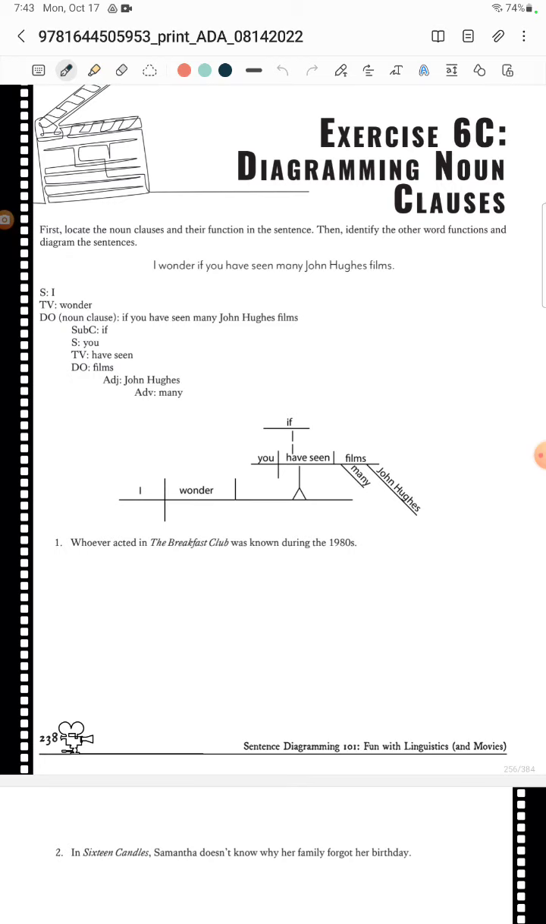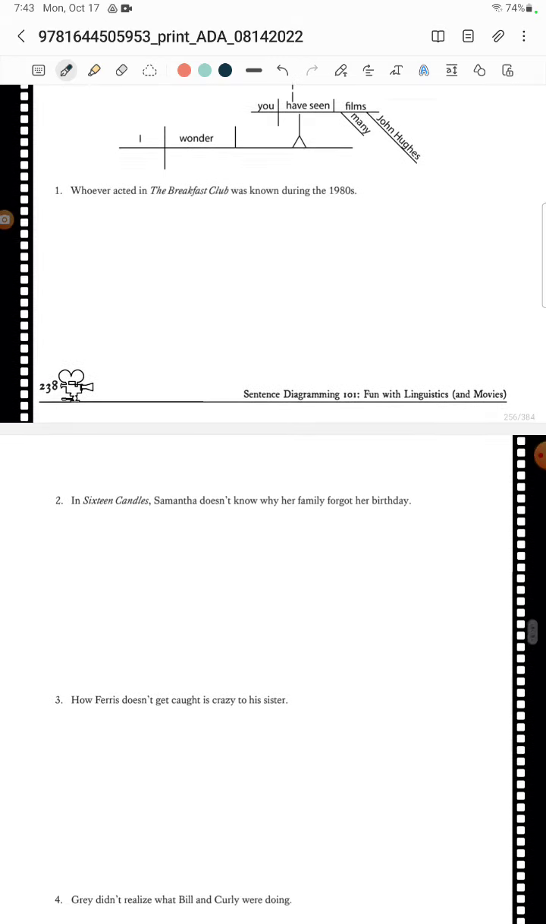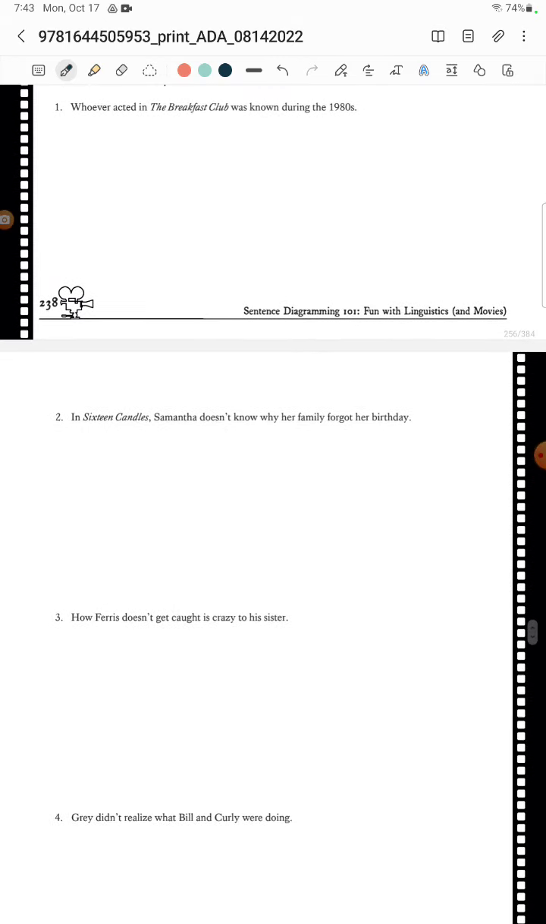This video is about exercise 6C, so we are going to find some noun clauses. Now remember, noun clauses can do anything nouns can do, so they can go all over the place. They just happen to be clauses, so they're entire sentences that are going to go up on stands all over the place. So I'm going to move this up so we've got room to get started, and we're going to jump on number one.